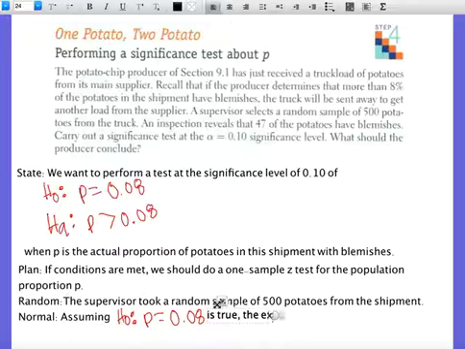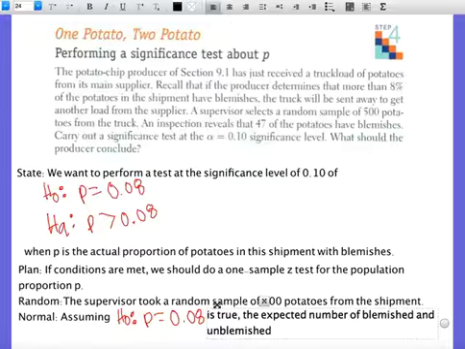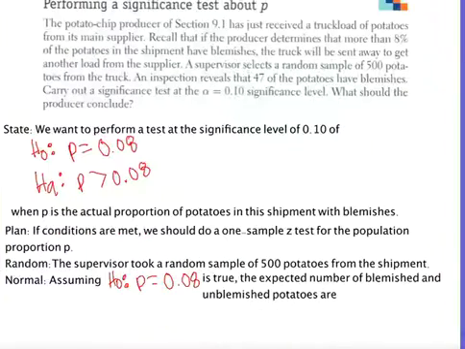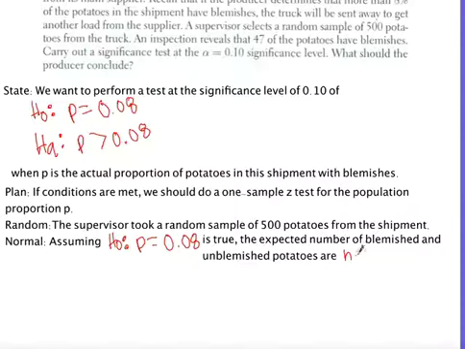That means that the expected number of blemished and unblemished potatoes are, and then this is when we're going to use those kind of strange formulas that we talked about on the last slide. So we have to do n times p0, and that would be 500 because that's our sample that we're taking, times p0, which is 0.08. And when you do that, you would get 40.